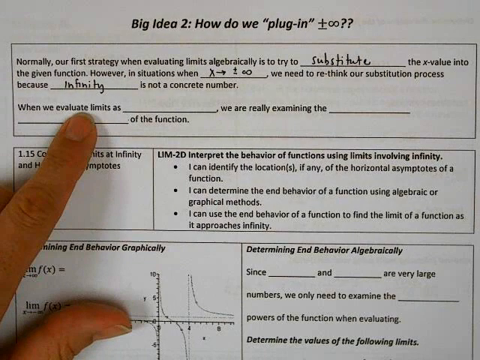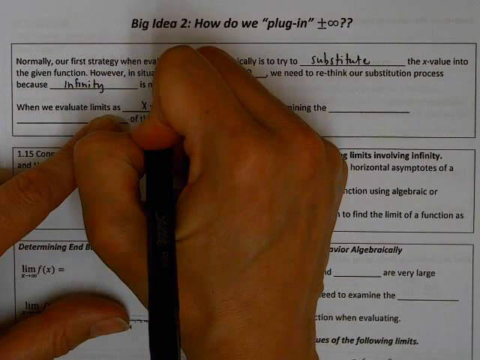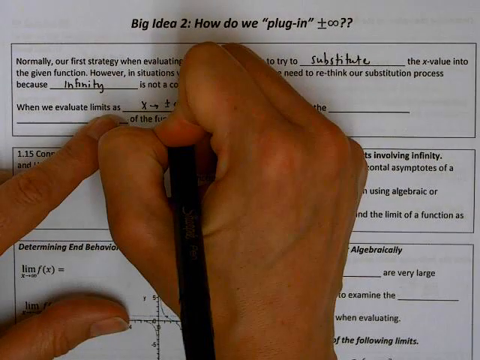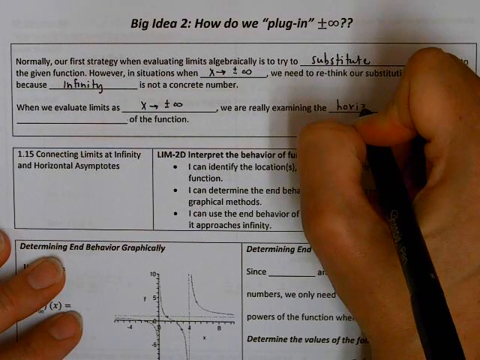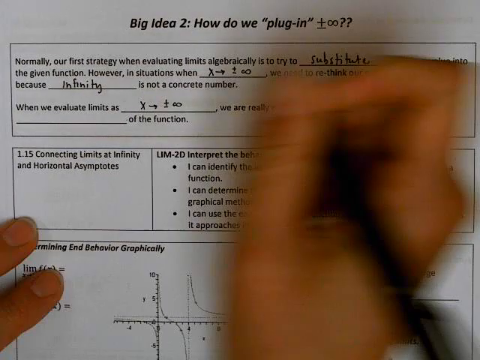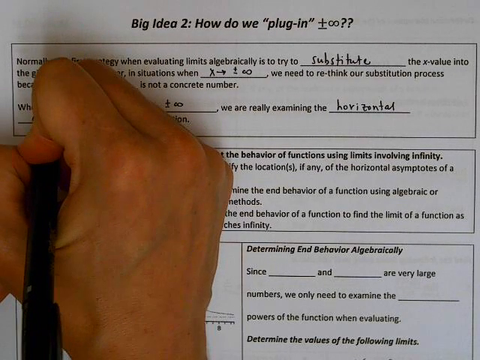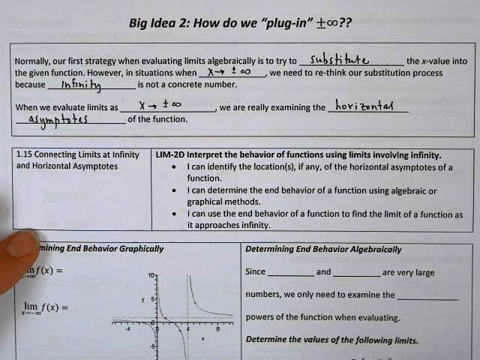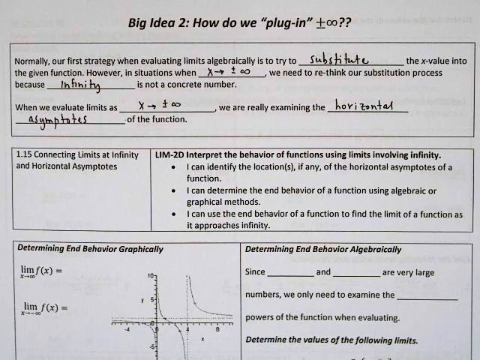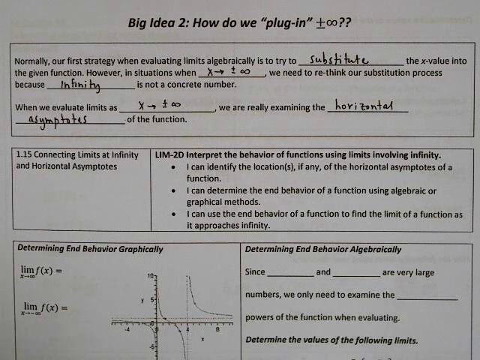So when we evaluate limits as x approaches positive or negative infinity, we're really examining the horizontal asymptotes of the function. And we've talked about that a lot when we've been looking at graphs. We said those horizontal asymptotes are really what control the behavior at the far ends of the graph.